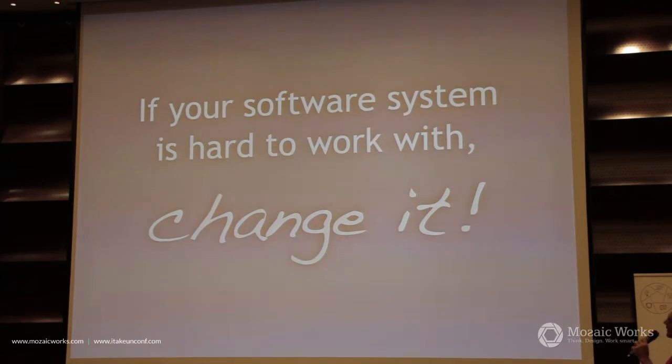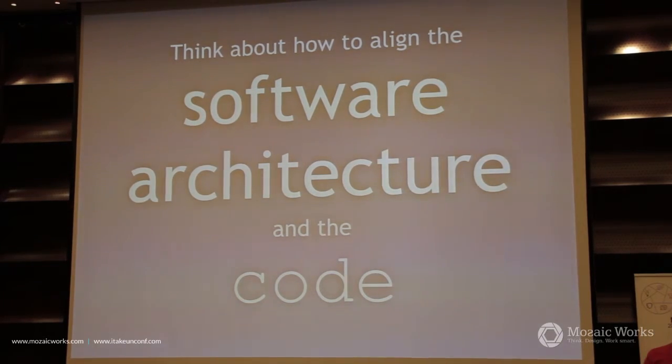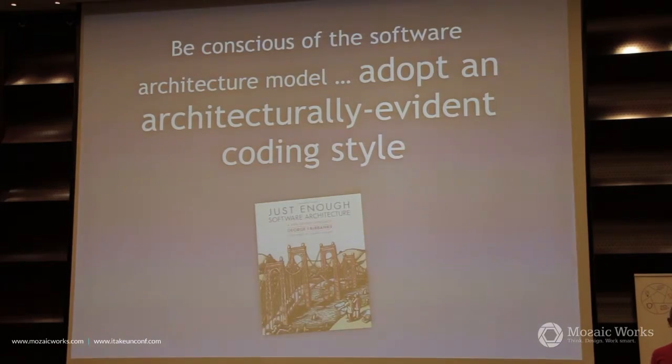And this brings me on to my closing statements. A lot of people complain about the software being hard to work with, hard to change, hard to adapt, the code base is a mess. Right, if that's the case, you need to change it. It's within your power to change your own system. How do we do this? Think about how to align the software architecture model with the code. Think about modularity. Think about design thinking, boundaries, responsibilities. Think about adopting the architecture you have in coding style.